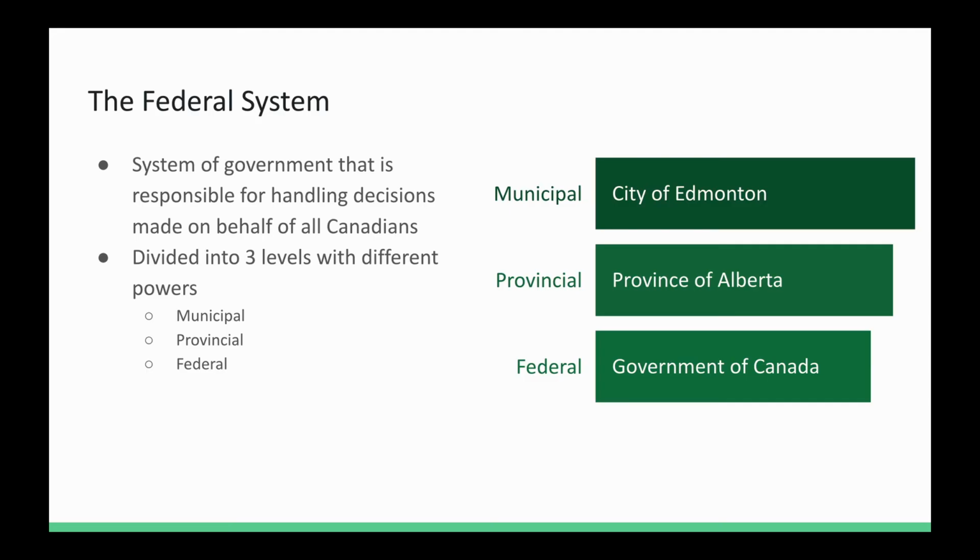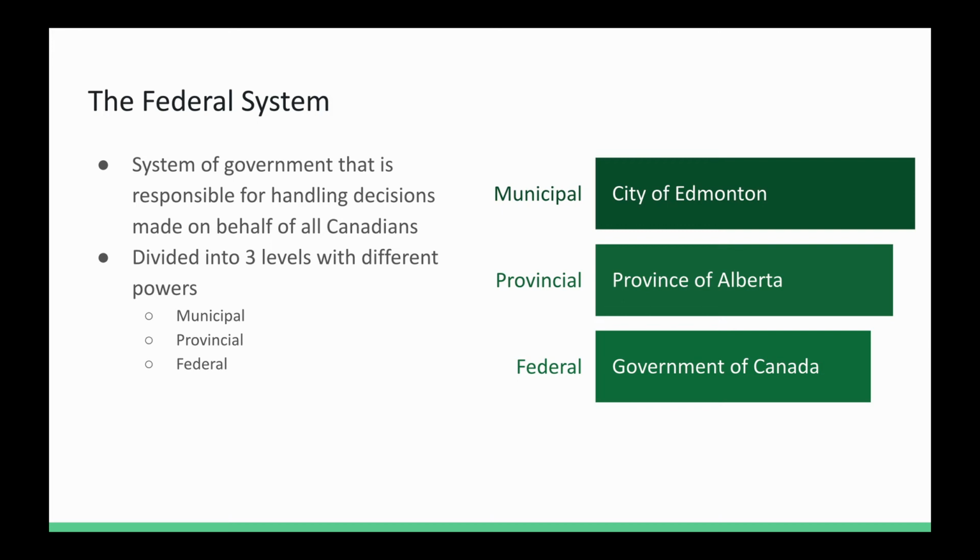All three levels, they all are representative. We all have different representatives at each of those different levels, and each of those different levels are responsible for different laws of our society. Okay, so we've got municipal, we have provincial, and we have federal.